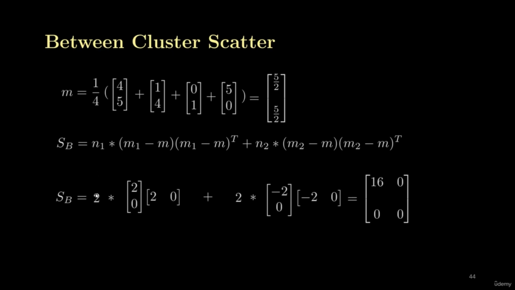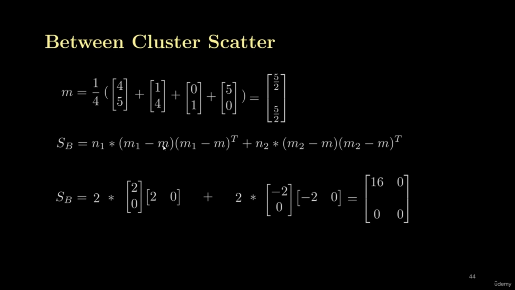N1 is the number of data points in cluster 1. So we have 2 data points in cluster 1, therefore N1 is 2, and 2 data points in cluster 2, therefore N2 is also 2 for this particular example. Similarly, you have already calculated M2, which was the mean of cluster 2. Now subtract the mean of the total data points from M2, and here is the transpose. So just follow this equation step by step.